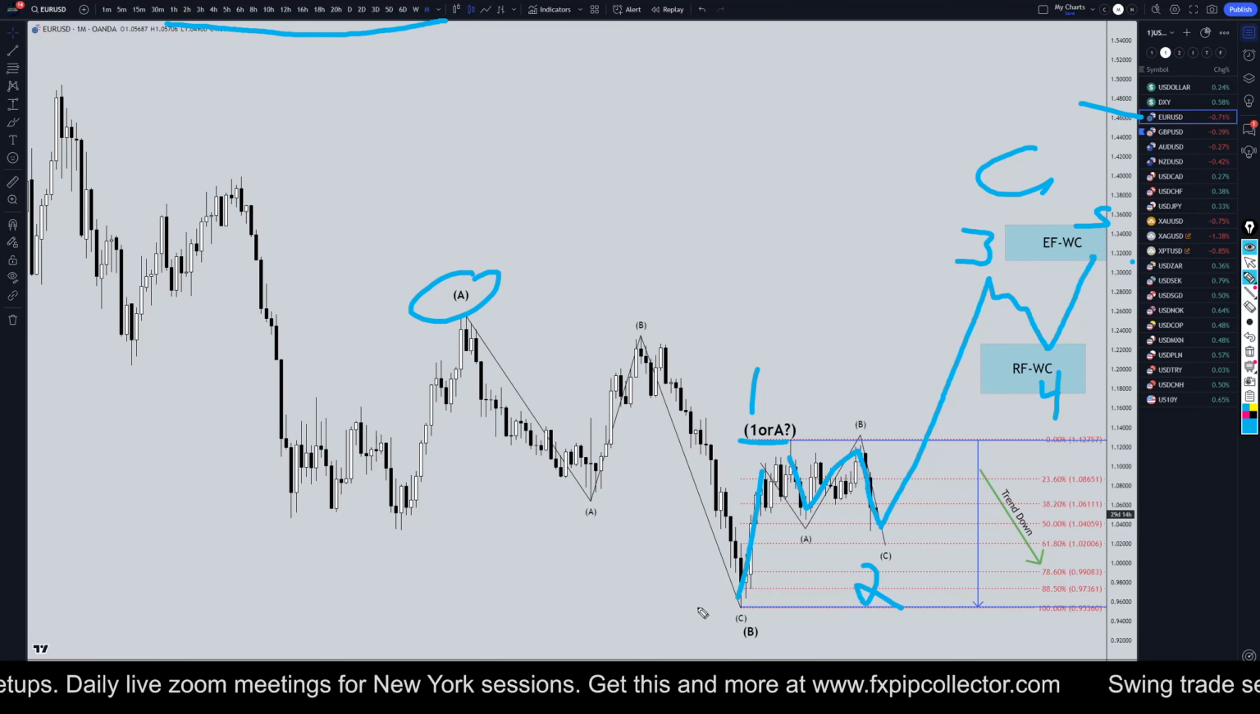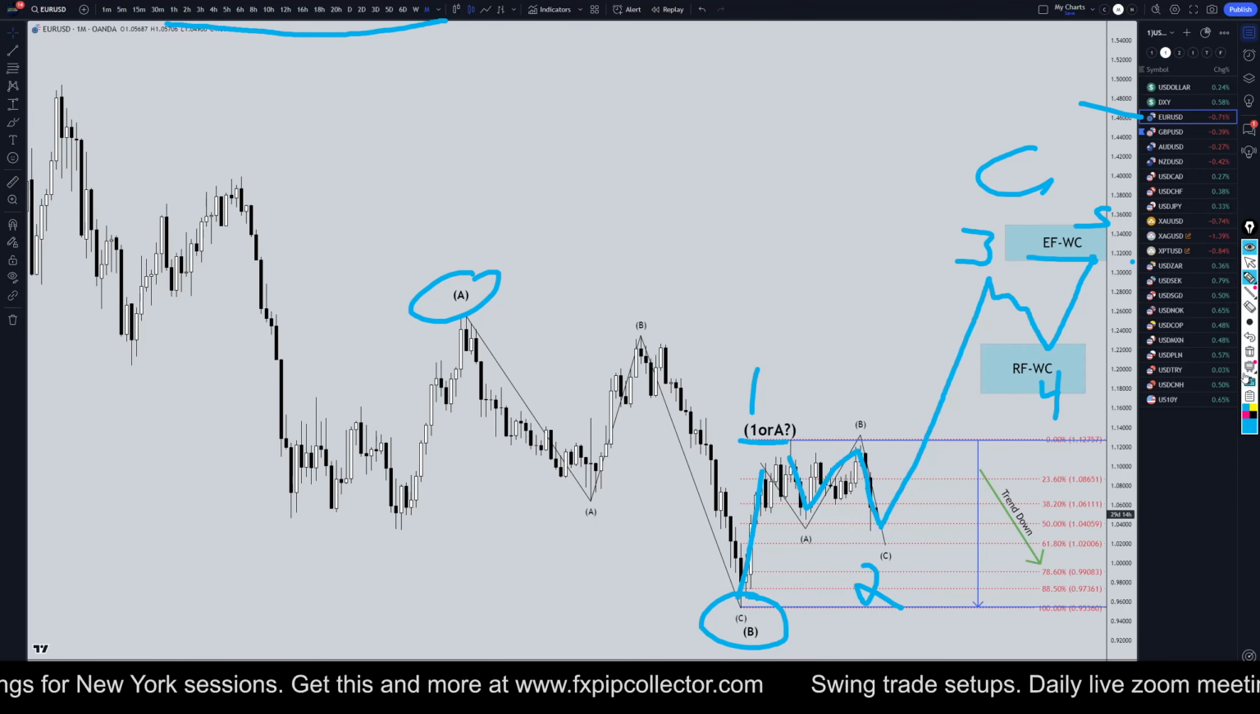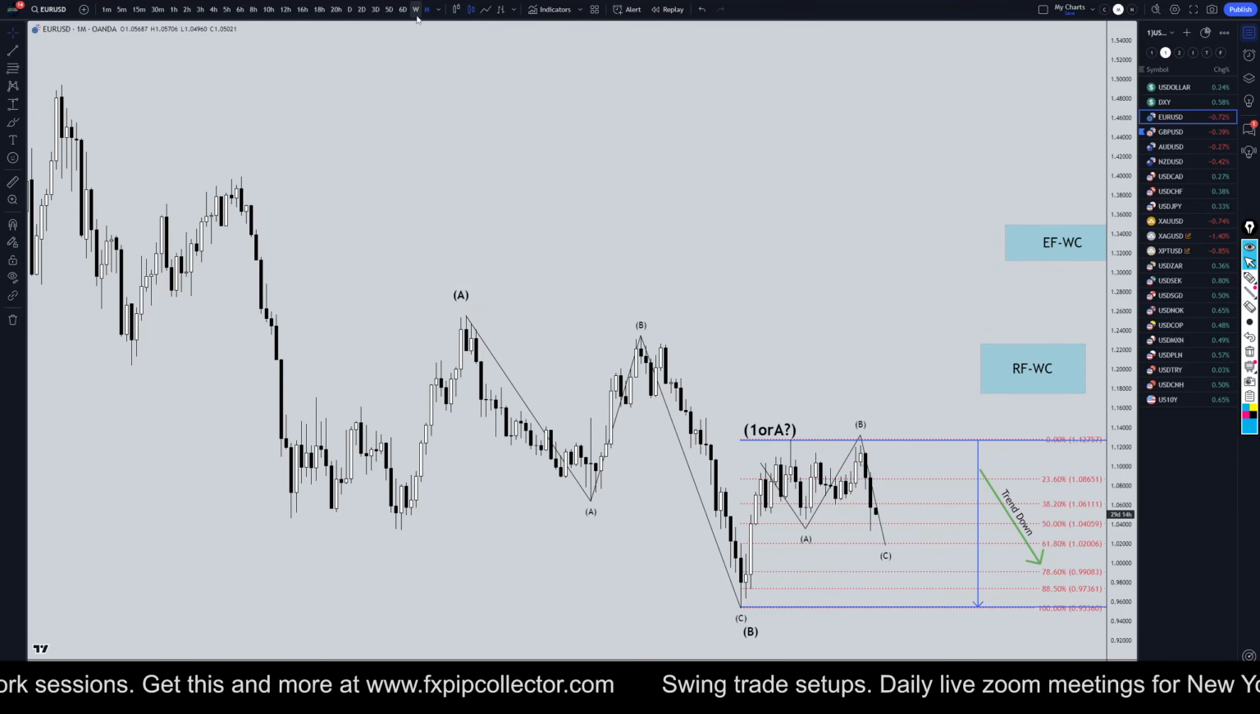So this would be the A, this would be the B, and I think we need to make 5 waves up for an expanding flat wave C. So let's take it down to the weekly time frame.